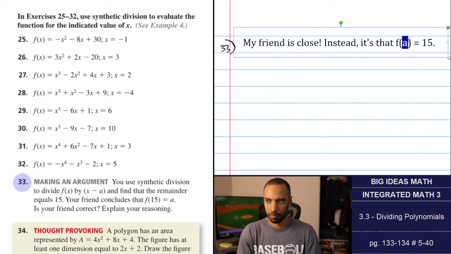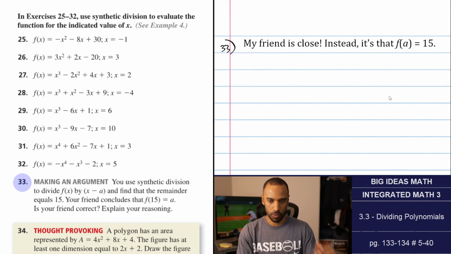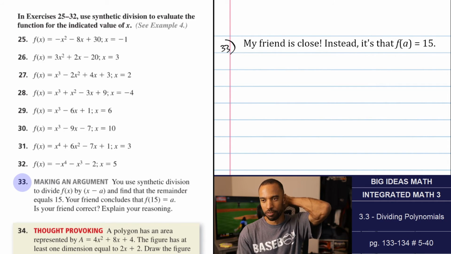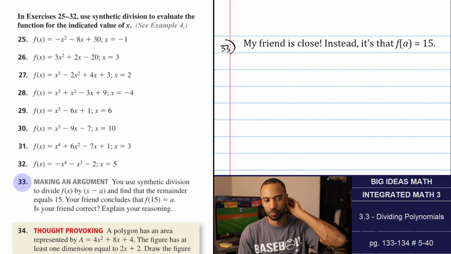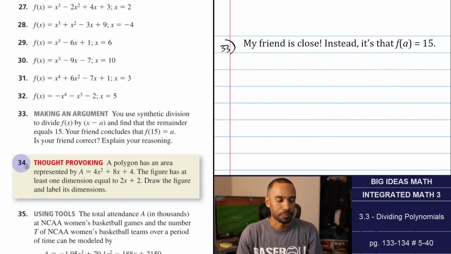Explain your reasoning. The remainder is the result of the substitution, right? We're substituting a into our function, and 15 comes out. That's all. It's just backwards.